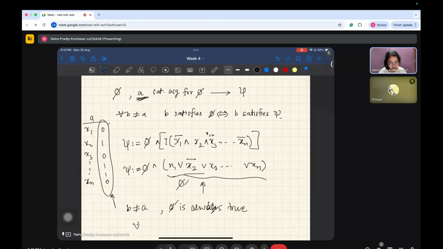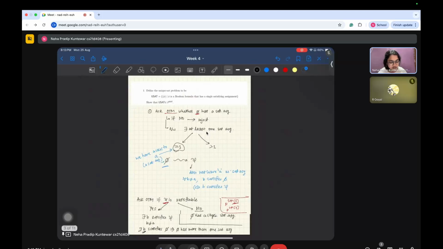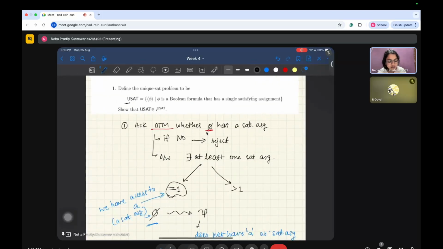Therefore psi is satisfiable, or psi of b is true, if and only if phi of b is true. Okay, so that ensures this guarantee.